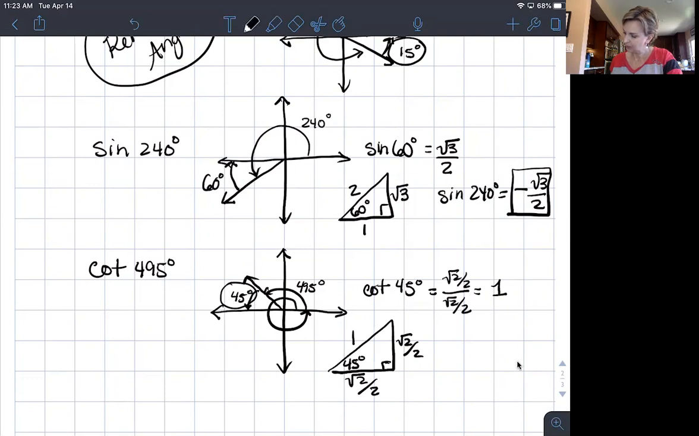Okay, but we're not solving for 45, we're actually solving for the cotangent of 495 degrees. So we're in quadrant 2. Is cotangent positive or negative in quadrant 2? All students, so sine and its reciprocal are positive in quadrant 2, but everything else is negative. So it's actually going to be a negative 1, and that's your answer.